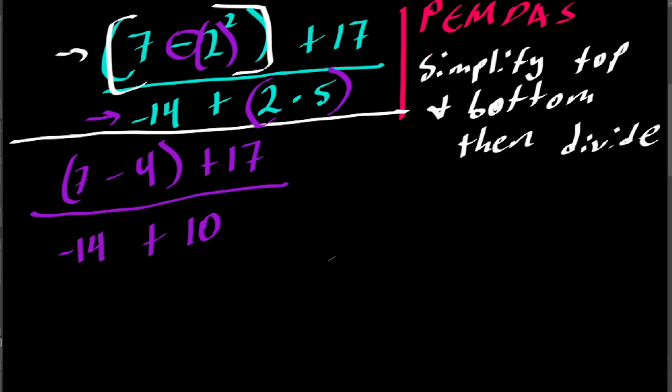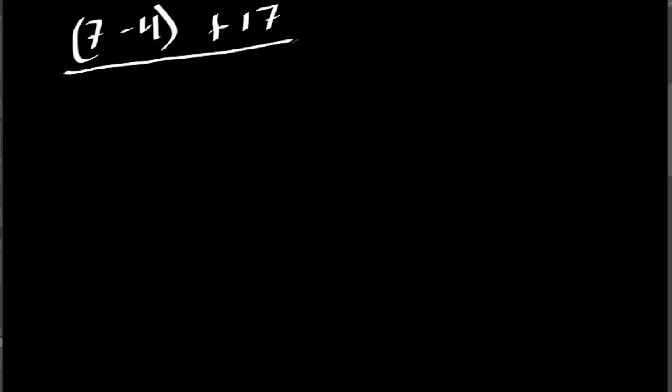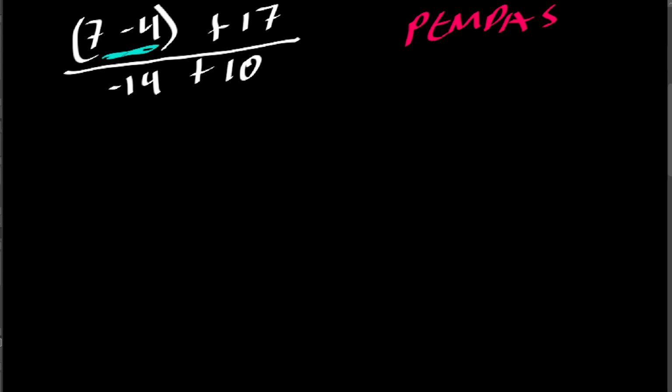All right, so now let's start this process over. And I'm actually going to get rid of some of this just so we can make things clear. So let's do that. We had 7 minus 4, plus 17, all over negative 14 plus 10. Okay, let's go back to the top. Once again, we're doing order of operations. On the top, do we still have parentheses? Yeah, we do. We have 7 minus 4.